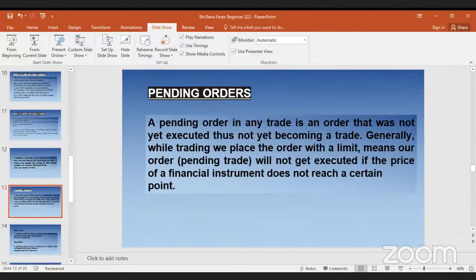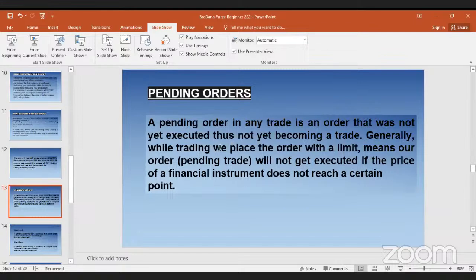Now we have what we call the pending order. A pending order in any trade is an order that is not yet executed, or it is not yet a trade. I don't know if you understand what I'm trying to explain here. It is not yet executed. You've already placed it down. You've already said, when this price gets to this point, I want to buy or I want to sell, but it is not yet running. So we call it a pending order in the forex market.